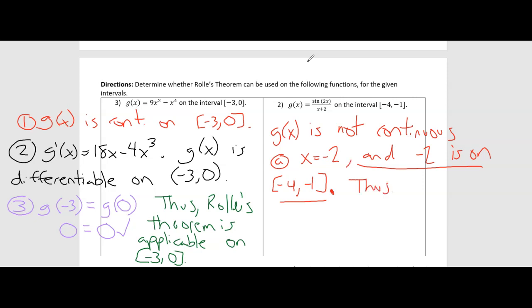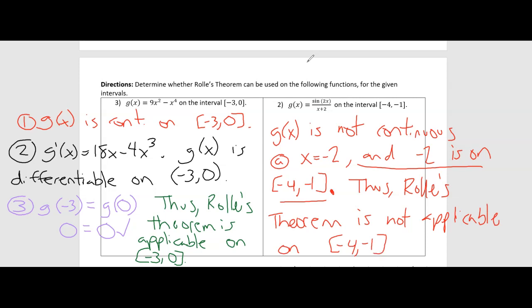So then we say, thus, Rolle's theorem is not applicable on the closed interval negative 4 to negative 1. And we don't need to check out the other criteria, because if one of the criteria is false, right, well, it doesn't matter if the other ones are true or false, because all three criteria need to be true for Rolle's theorem to be applicable. So we're done once we prove that one of those is false.